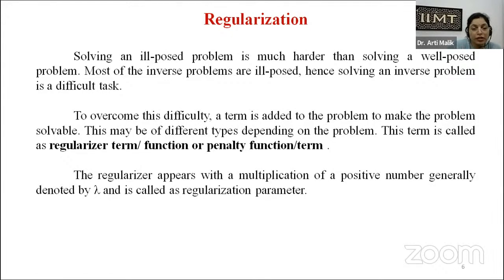To overcome this difficulty, a term is added to the problem to make the problem solvable. This may be of different types depending on the problem. This term is known as the regularization term, regularization function, or penalty term. The regularizer appears multiplied by a positive number generally denoted by lambda, and this lambda is known as the regularization parameter.